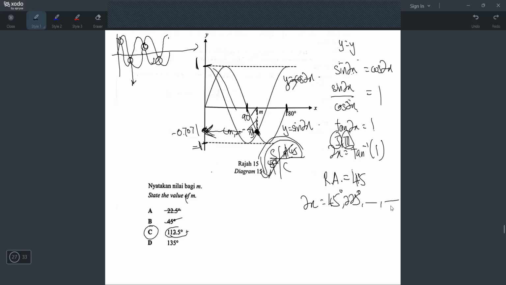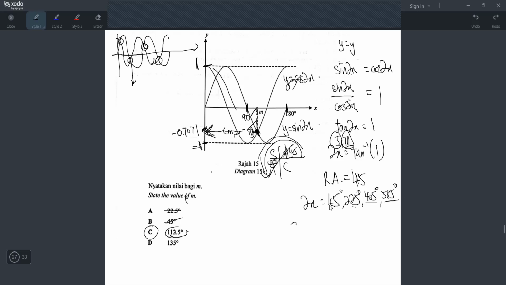But how to get the other answers is you take 45 plus 360. Okay, so 45 plus 360 is 405, and then another one is 225 plus 360, which is 585. And if you don't understand why I plus 360, it is because 2x. 2x means dua pusingan. It means you have to take all your answers plus 360 to get the second, what do I say? Pusingan kedua punya jawapan. That's why I got 4 answers here, right?